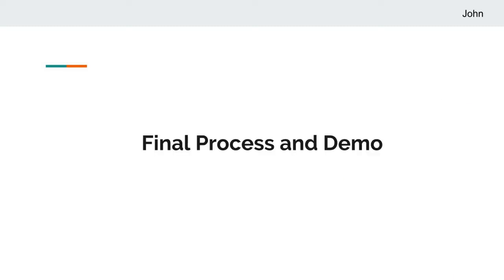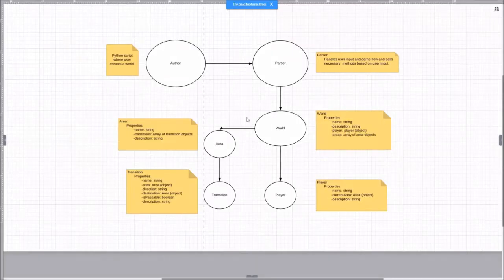John here. I will now be taking you through the final design and the demo. So here's our final working design for our engine. You have an author. They have access to the world through a parser. So the author will create the world with methods from the world class, and once they're done making the world, they'll pass the world to the parser, and the parser will essentially play the world.